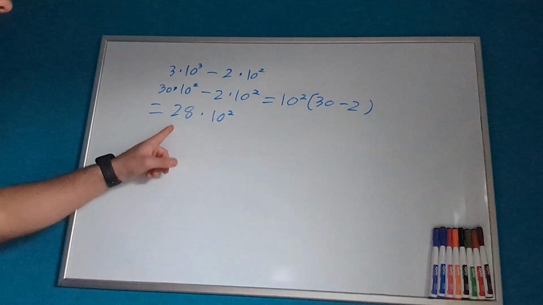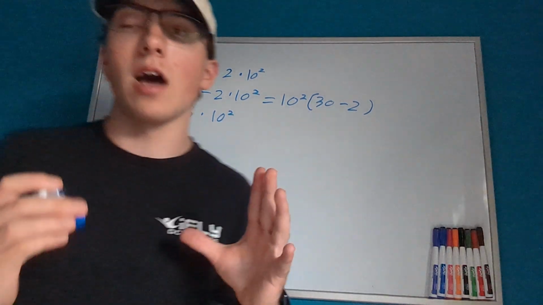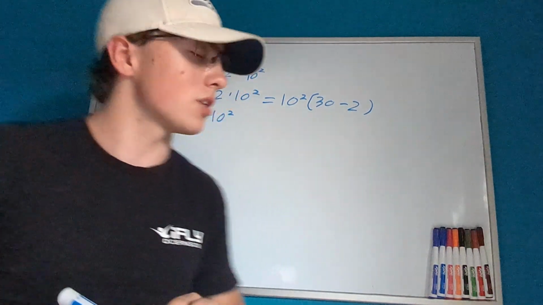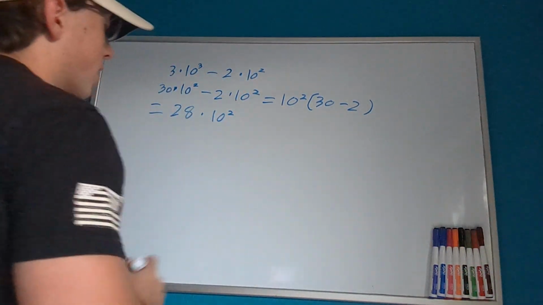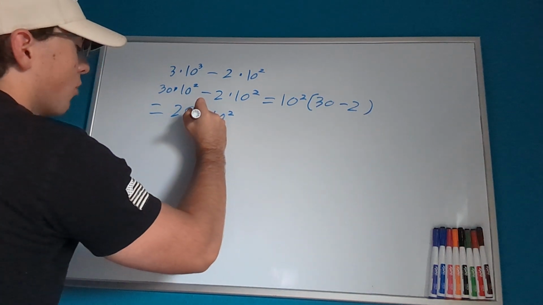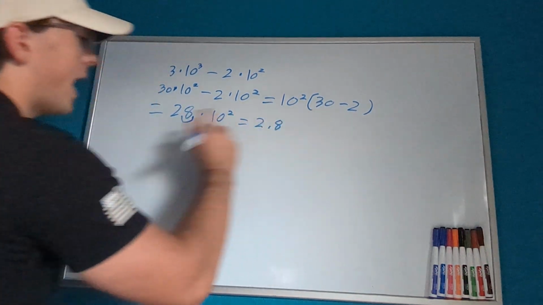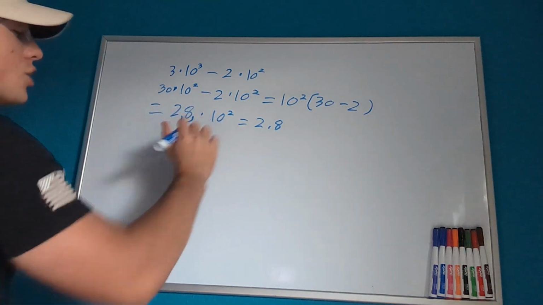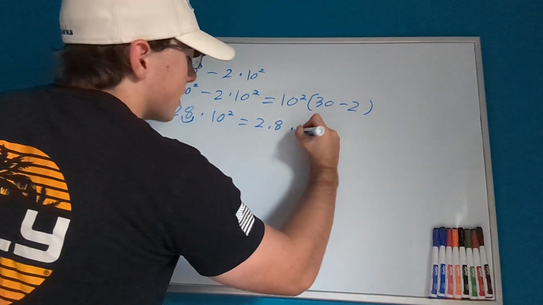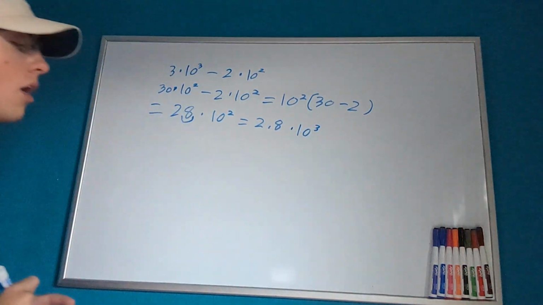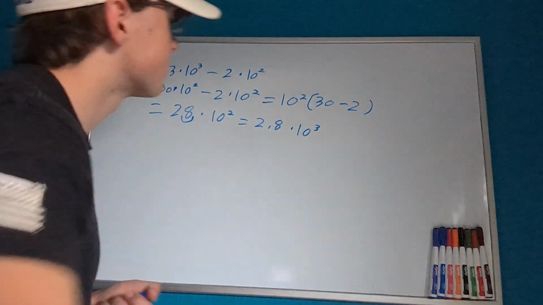But just like last time, you might notice that this is not done. We're not in scientific notation, right? Because this is greater than 10. So we have to take the decimal from here to there, which is going to make it 2.8. And we decrease it by 10, so we have to increase that by 10. So it's going to be times 10 cubed, okay? And that's our final answer.